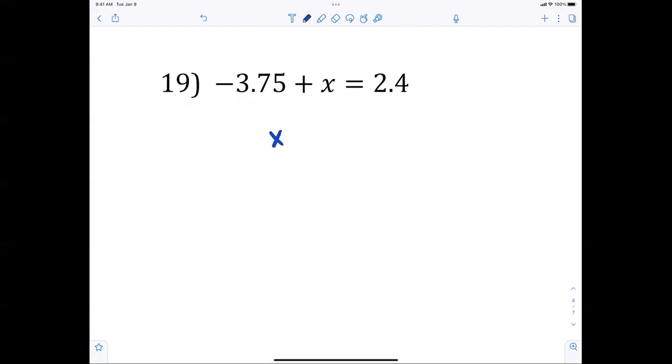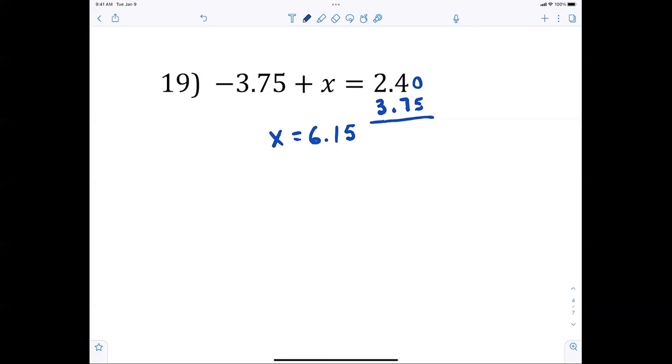And everybody should be able to tell me that's x equals 6.15. Again, if you're not sure, remember you're lining up the decimals and you're adding them together. Is everybody happy with that? X equals 6.15. Anybody have any issues? Any questions? Good.